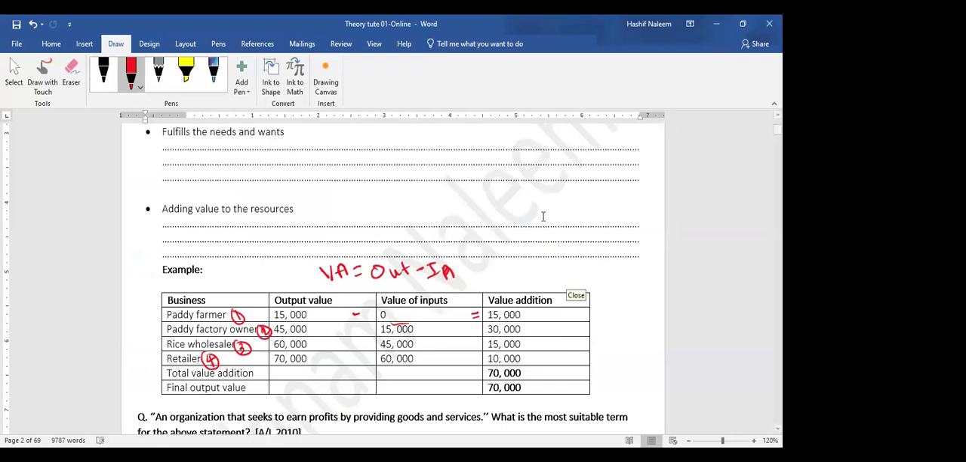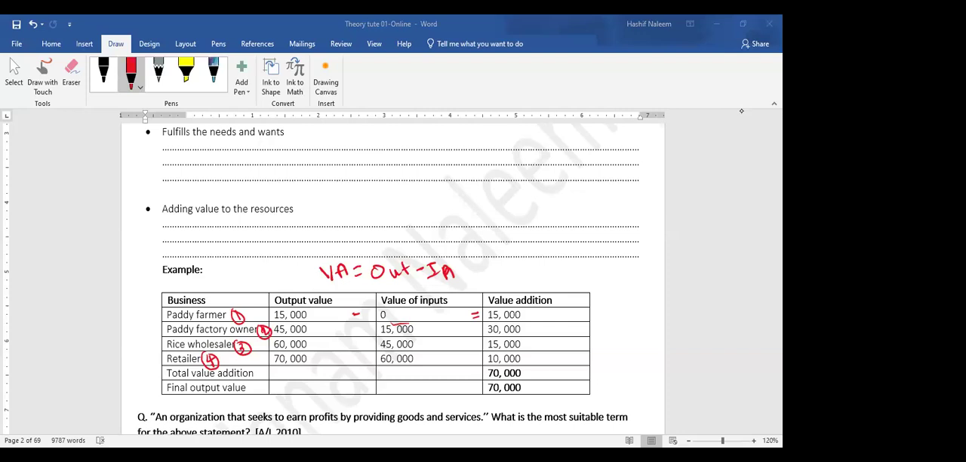Yeah, perfect. Okay, so I'll go from the first. When you take a paddy farmer, the input is how much? Zero. He doesn't have any cost, right? Just his land, he had to cultivate. And when he cultivates, he will get what? Paddy. So he's selling that paddy for how much? 15,000. So what's the value addition he made? 15,000. How did we get it? Output minus input.